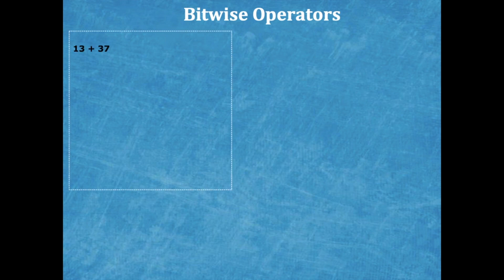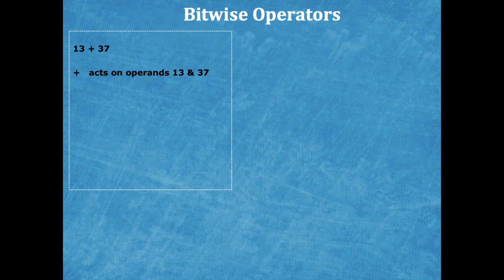Hi everybody. In this particular video, we'll be studying the bitwise operators of the C programming language. To understand bitwise operators, take the example of the expression 13 plus 37, in which this plus symbol is the operator. The plus symbol acts on the entire 13 and 37, as it is.